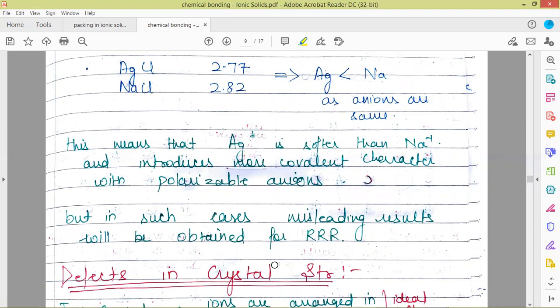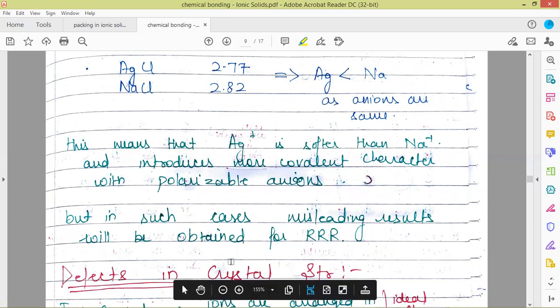So next in our syllabus is defects in crystal structure. This we'll be discussing in our next video.